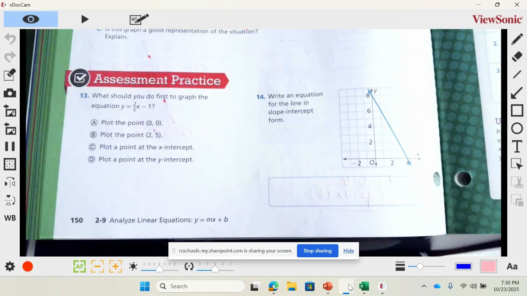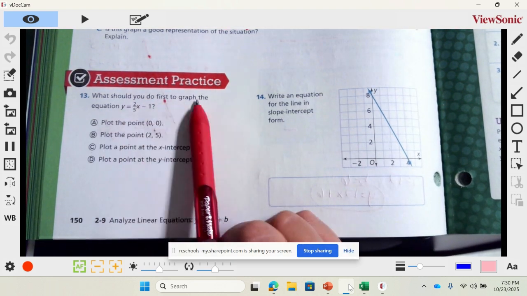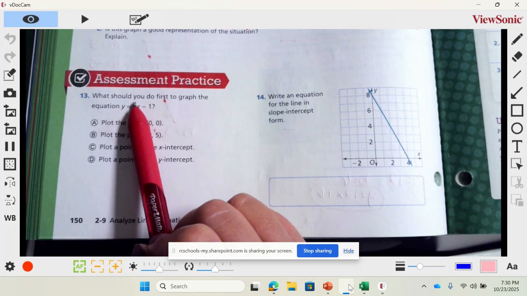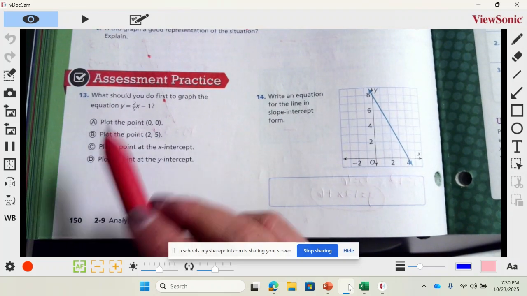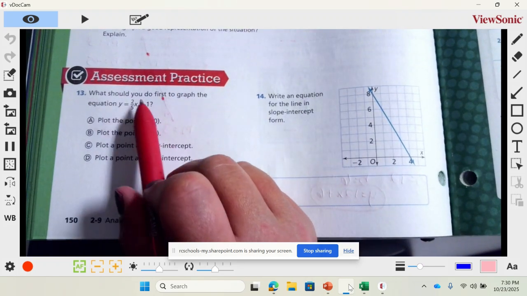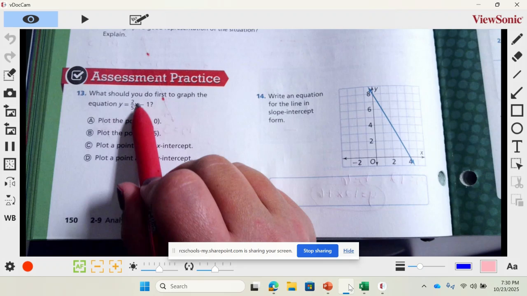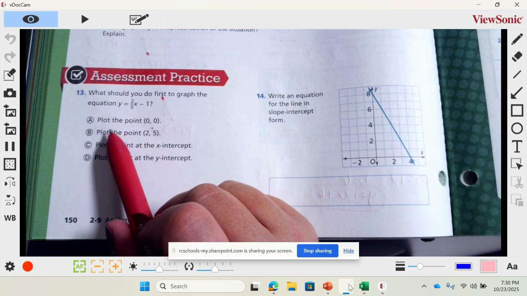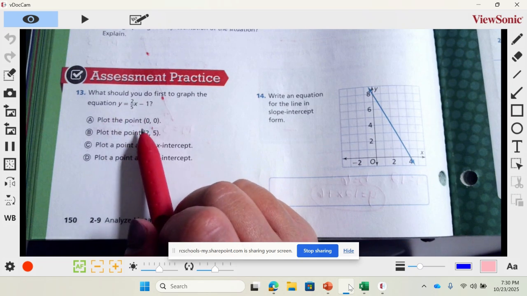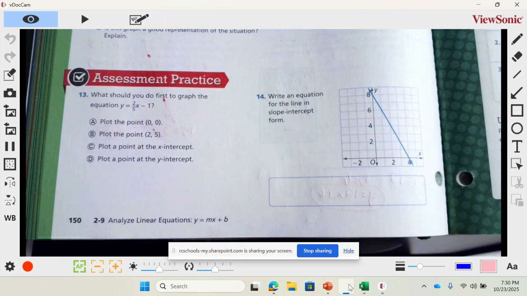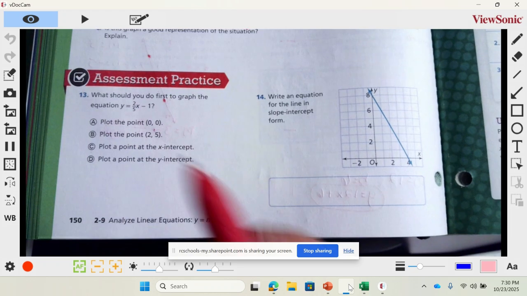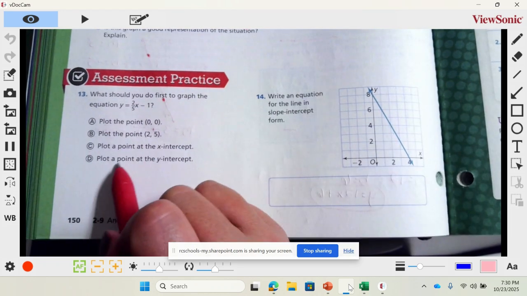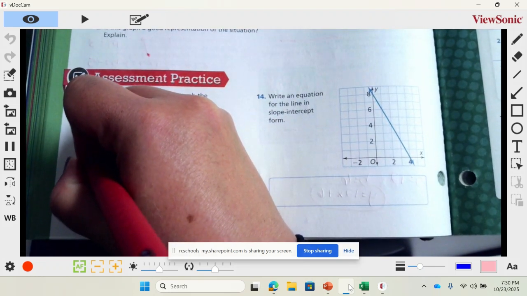Okay? Let's go down to number 13 here. So what should you do first to graph the equation y equals 2/5 x minus 1? Plot the point at 0, 0. No. Our initial value is not 0. Our initial value, or our b, is a -1. So you're going to plot a point at 2/5? No. 2/5 is going to be your rate of change. That's going to tell you that you have to go up 2, right 5. Plot a point at the x-intercept? No, no, no. Remember, our b is our y-intercept, so you're always going to plot at the y-intercept first.